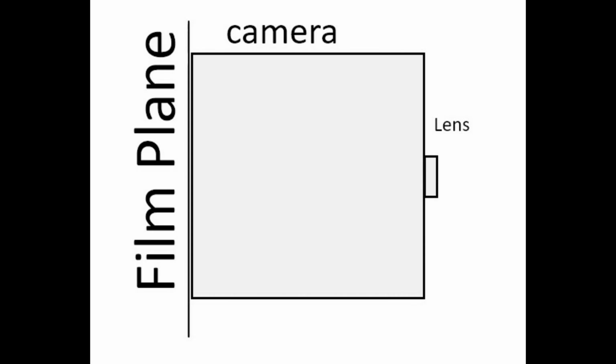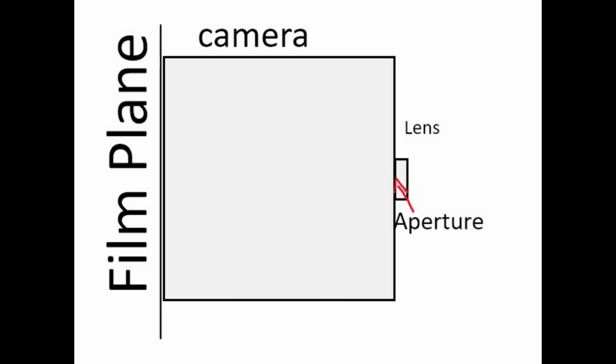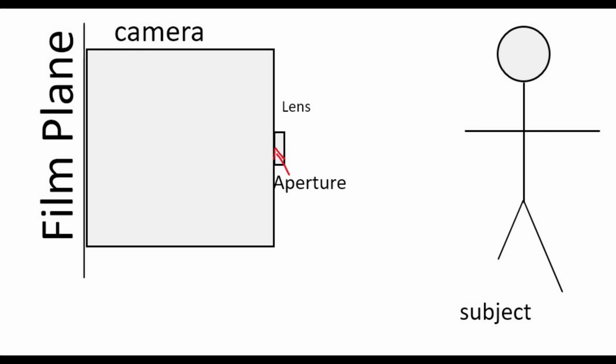Across from the lens is the film plane. Inside the lens is an aperture, which is just a hole for light to enter. In front of the camera will be your subject, which is whatever you're taking a picture of.